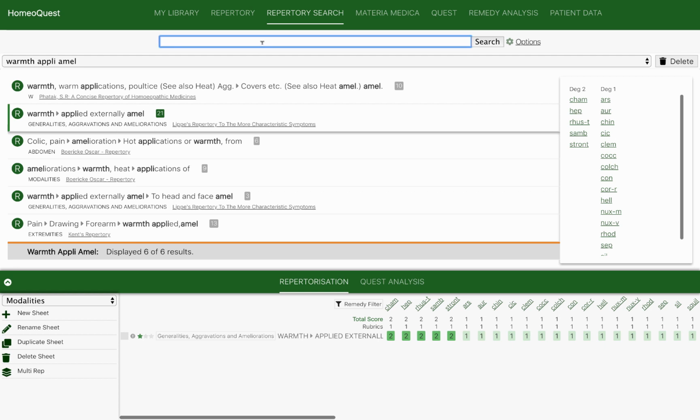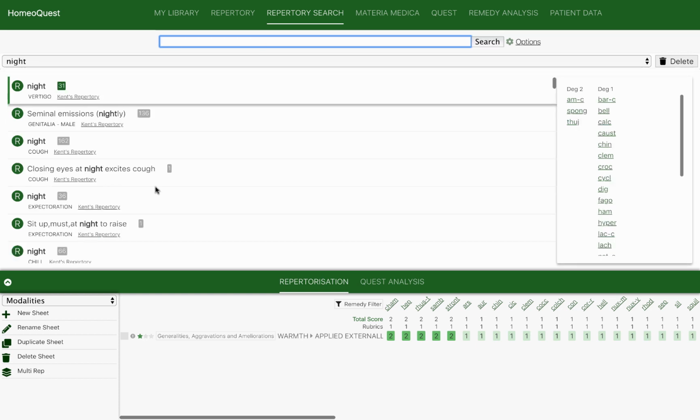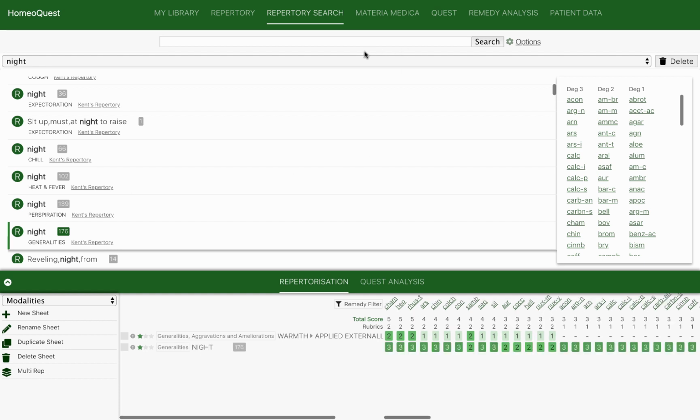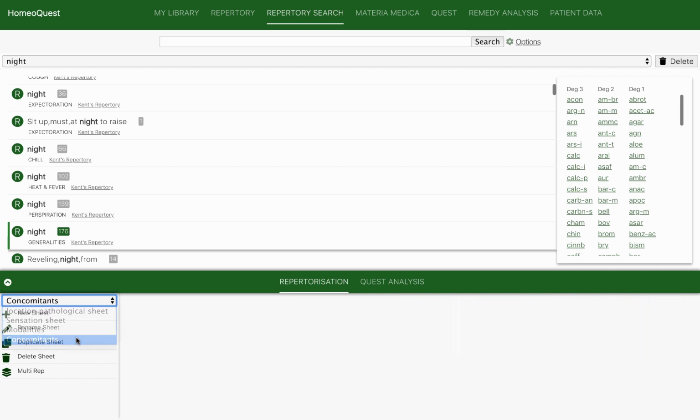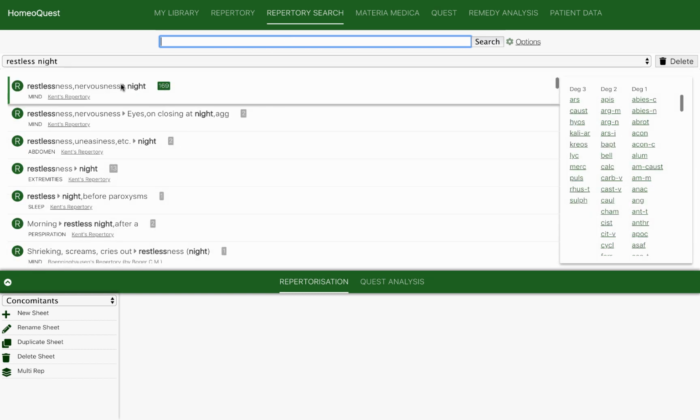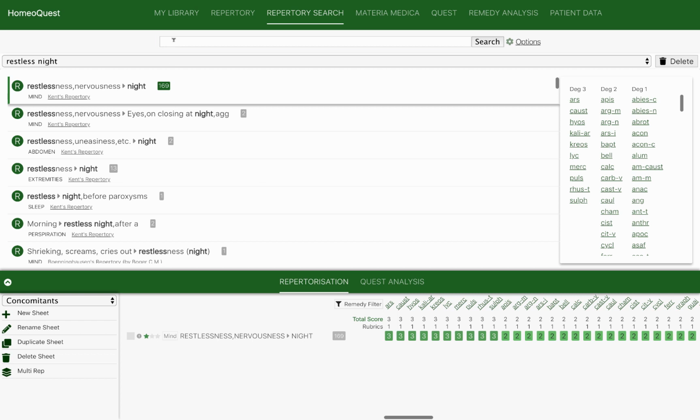Okay. What else? We need night aggravates. I'm just putting night because we get some beautiful rubrics. Oh, look at that. Kent has one as well. Let's use this one. Night generally aggravates, because Kent takes it from Boenninghausen anyway. So we'll use that. And then we use the next one, concomitants. And where do we go? Restless at night. Good one, big one from Kent's.